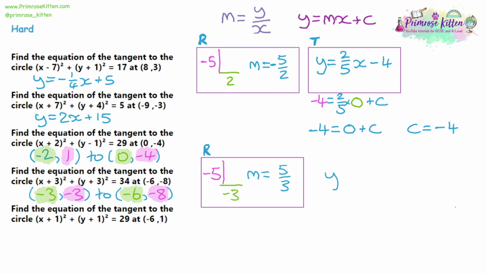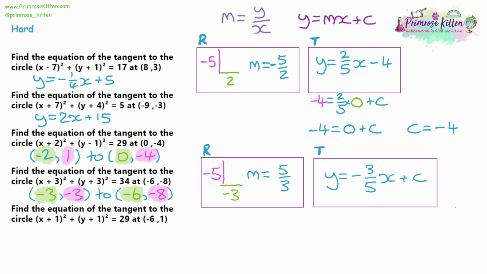So for the tangent, y is equal to, it'll be the negative reciprocal of the radius's gradient. So if it's positive, it'll become negative, the sign flips, and the fraction flips. 5 over 3 becomes 3 over 5. So that's y equals mx plus c. And label. Again, not our final answer. We need to figure out what c is.